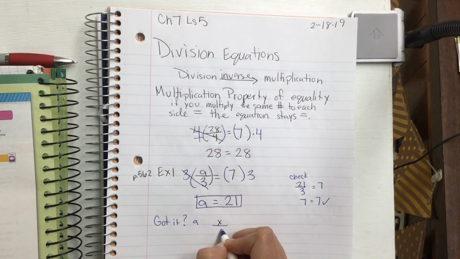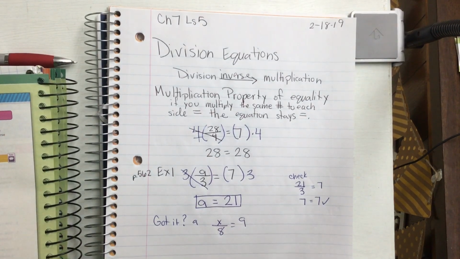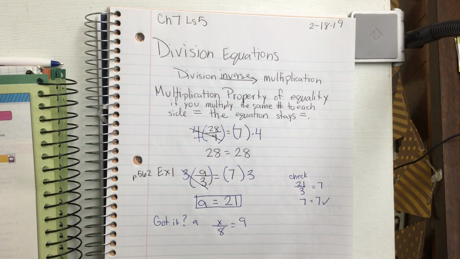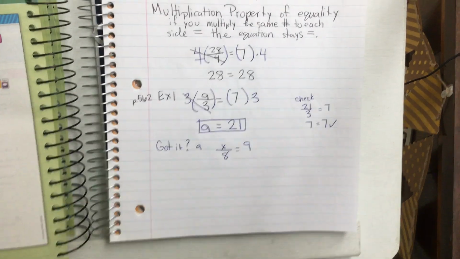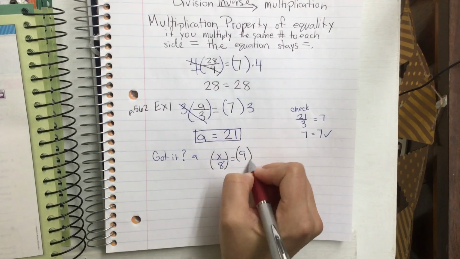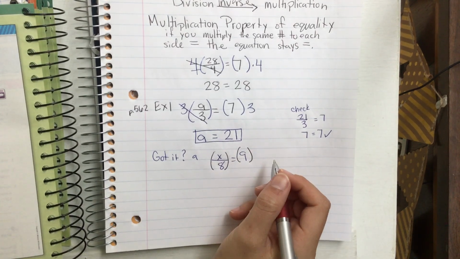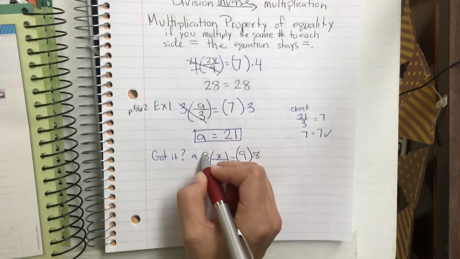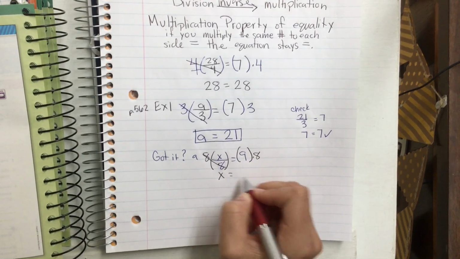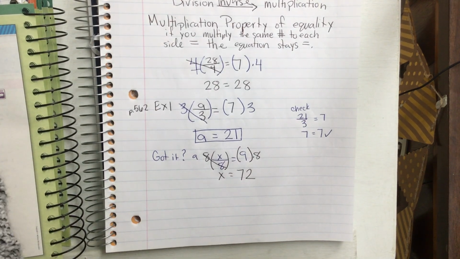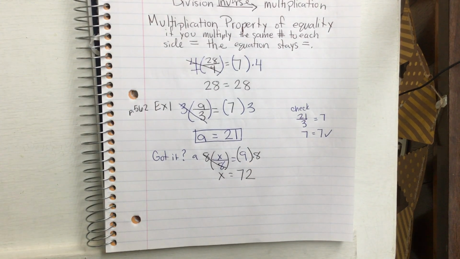Problem A says x over 8 equal to 9. If you're in class, go ahead, solve it. If you are at home, pause it and try to solve it yourself. I'm going to put my parentheses on both sides. I have 8 to multiply to each side. That eliminates the 8. X is equal to 72. You can keep working a few.